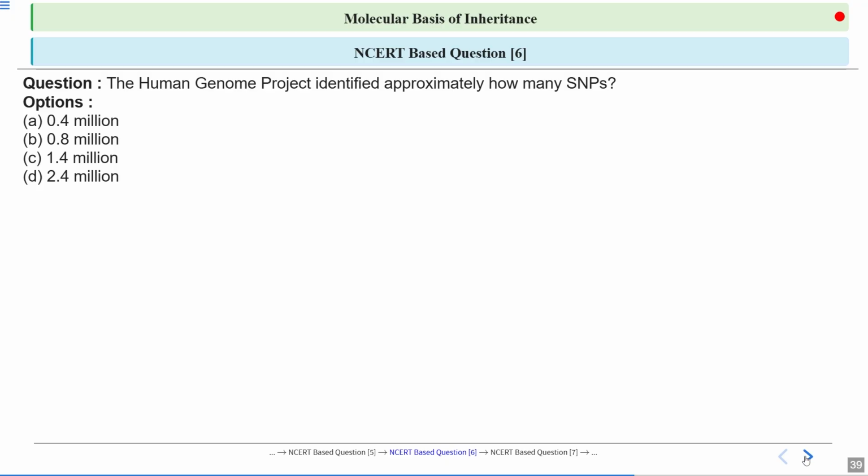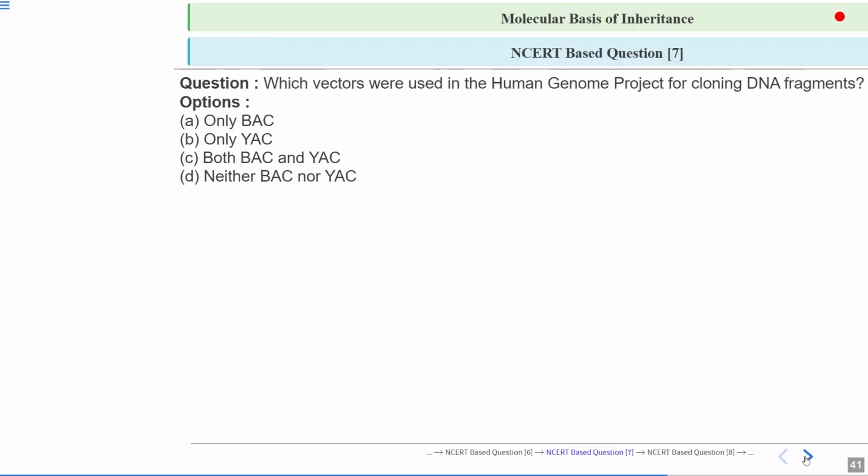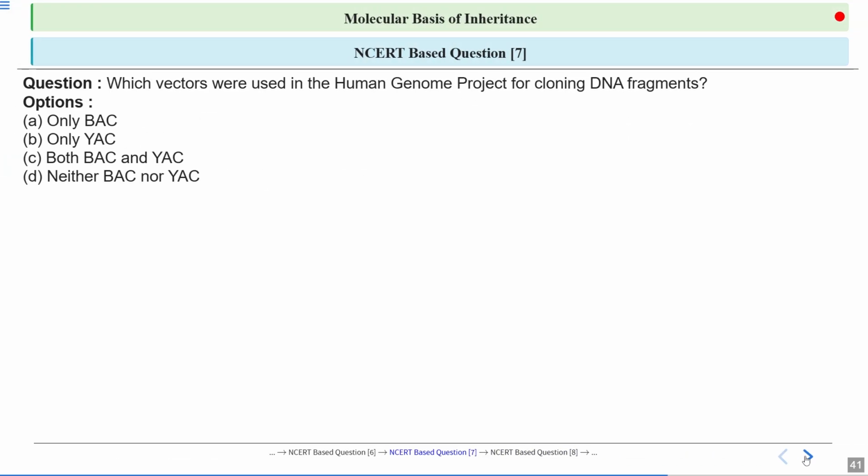So next question: the Human Genome Project identified approximately how many SNPs? So we know that approximately 1.4 million SNPs have been identified. What are SNPs? They are single nucleotide polymorphisms, meaning a single variation in the DNA sequence, a single base pair.